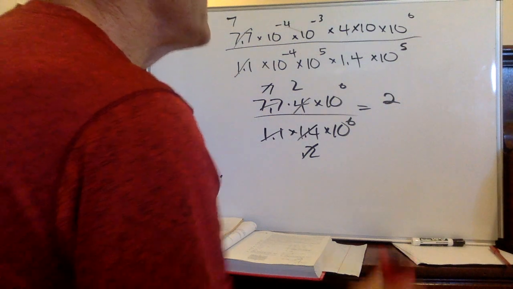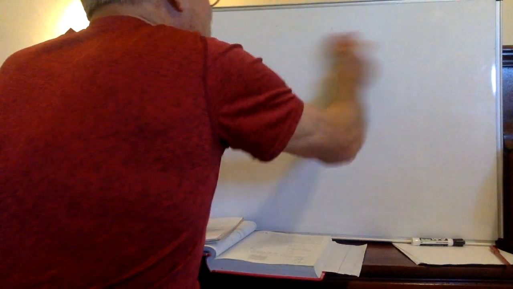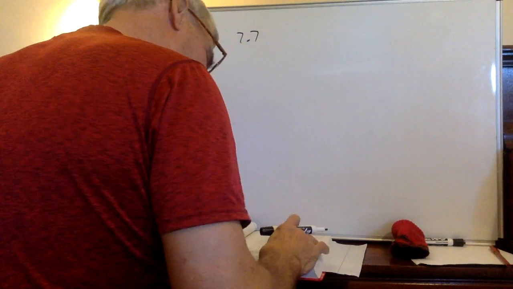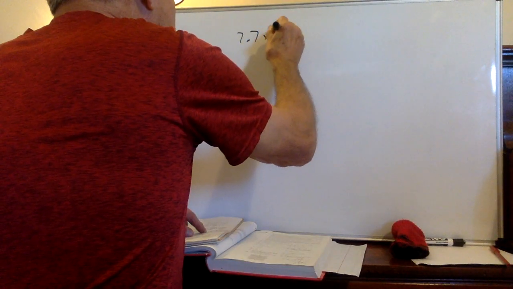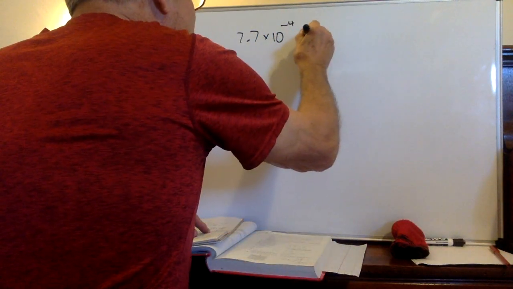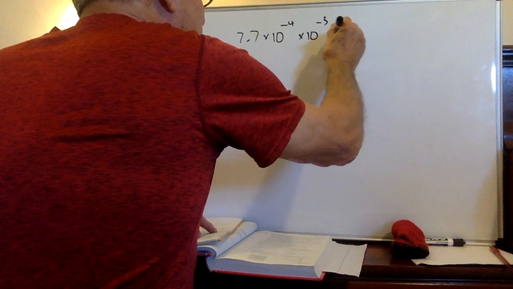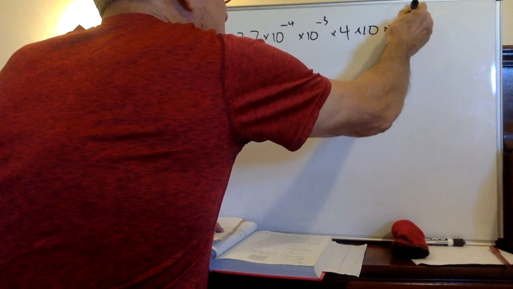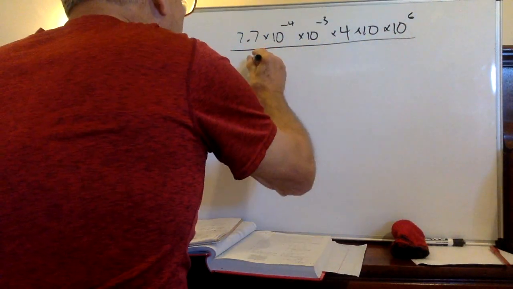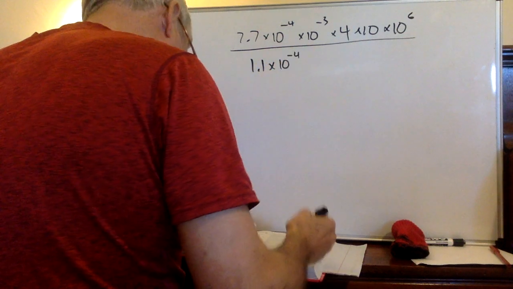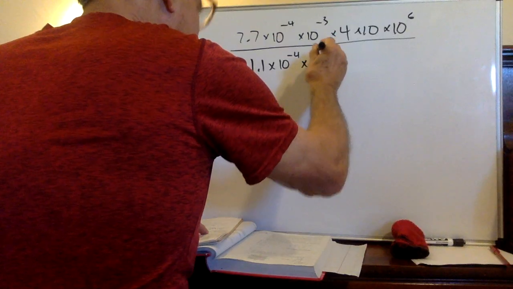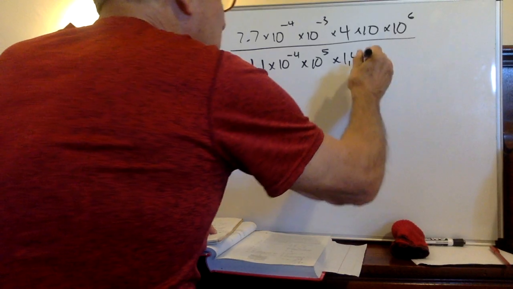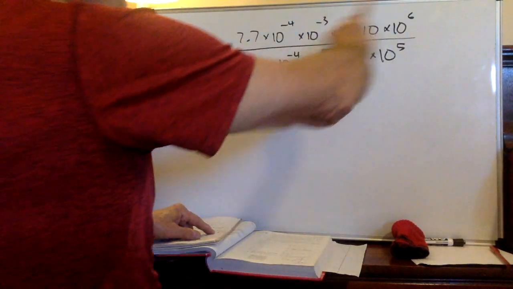Now, I did this whole thing out last night. Let me start this whole thing over because I wrote something wrong. 7.7 times 10 to the negative 4 times 10 to the negative 3 times 4 times 10, that's 40, times 10 to the 6th, all over 1.1 times 10 to the negative 4 times 10 to the 5th times 1.4 times 10 to the 5th.